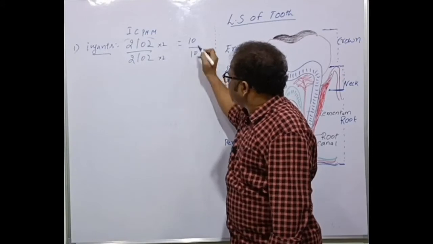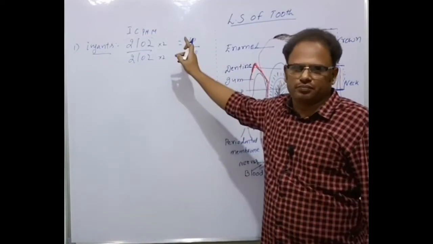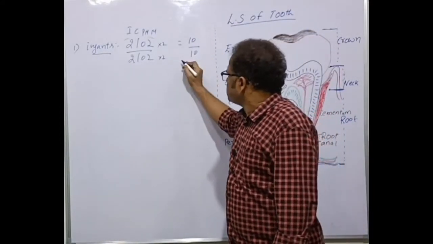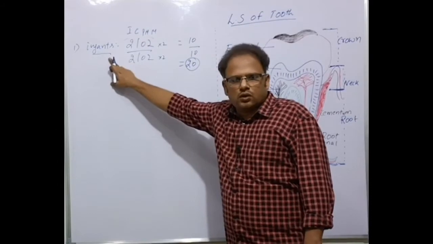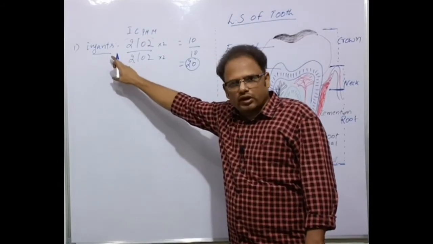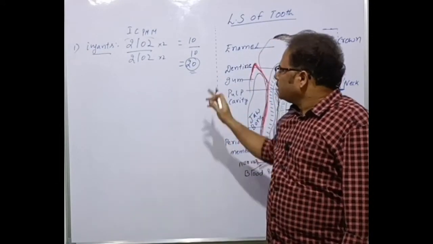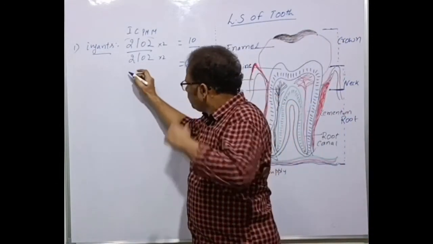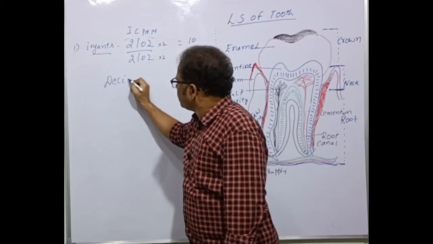You should add, you should not cancel out. This is not a mathematics class, isn't it? This is not a division. You have to add: 10 plus 10 is equal to 20 teeth present in infants. Those who suck the milk of the mother are called infants. Infants' total teeth are 20. And these are called deciduous teeth.